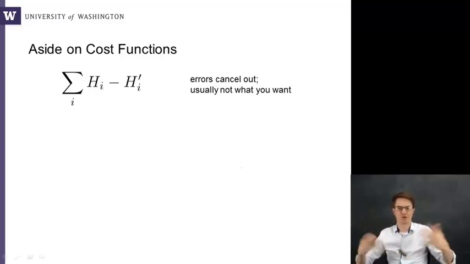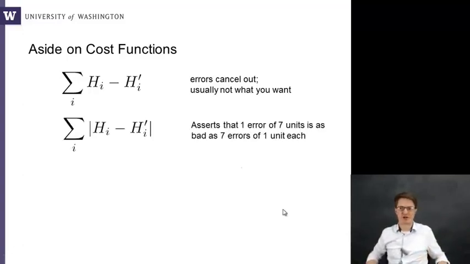Well, this is not usually what you're going to want because, if you're above the value or below the value, you might get canceled out and look really, really good. You might look like you've done a great job. Okay, so that's not a good choice as a cost function. Another one that is reasonable as a cost function might be to take the absolute value of this difference and add those up.